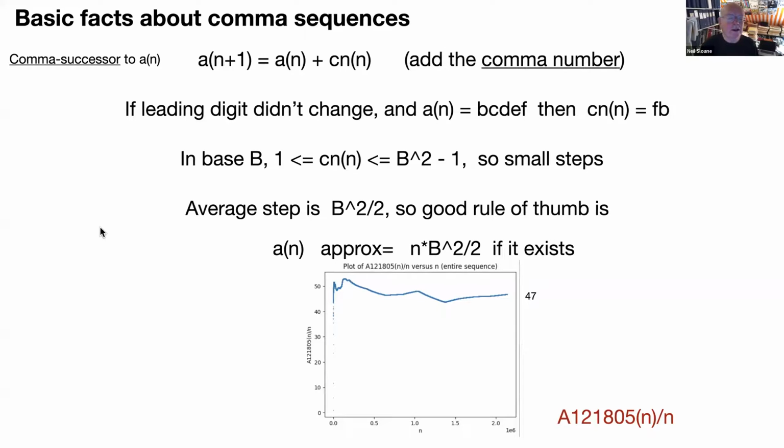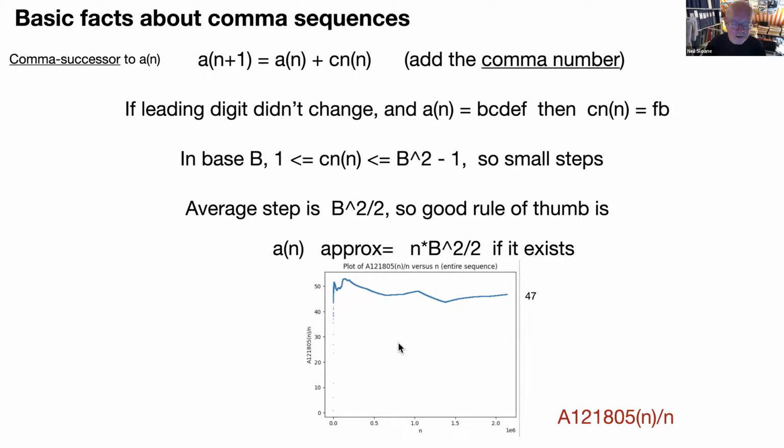So the steps are two-digit numbers. Their average is B squared over 2. So most of the time, on the average, you're adding B squared over 2. So a rough rule of thumb is that the nth term is about n times B squared over 2, about 50n if it's a base 10 sequence. B is 10, B squared over 2 is 50. So roughly speaking, in base 10, if the sequence doesn't die, it's going to grow at about 50 times n.